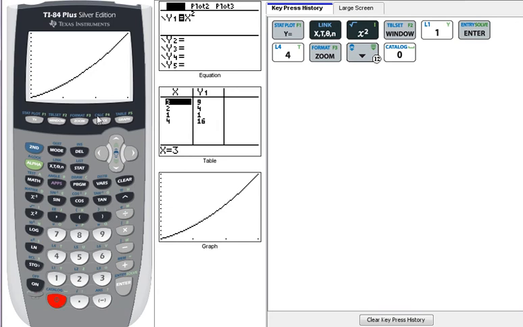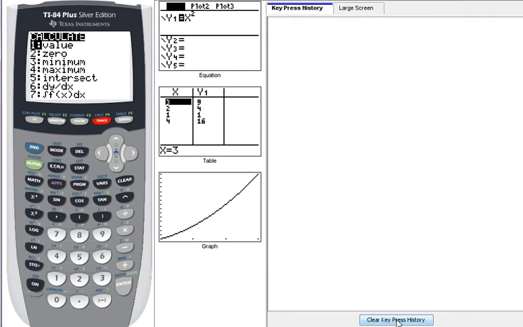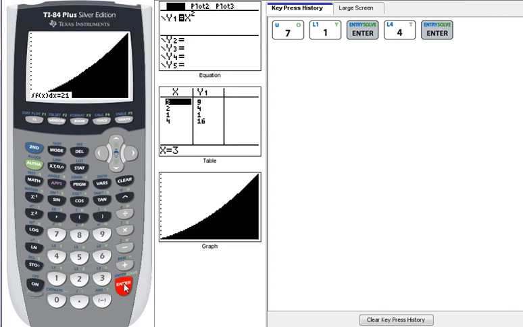If we pop over to our calculate menu, second trace, you see that option 7 is the integral option. So we'll select option 7, and it needs 2 inputs, a lower limit to calculate, which is 1 p.m., and an upper limit, which is 4 p.m. And it's kind of cool to watch as your calculator generates many, many small rectangles and produces an area under the curve, and apparently the area is 21.